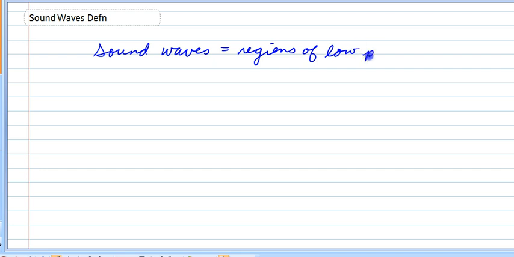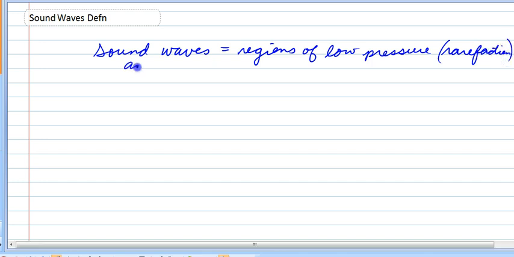And this low pressure is sometimes called a rarefaction. And the high pressure regions are called condensations.